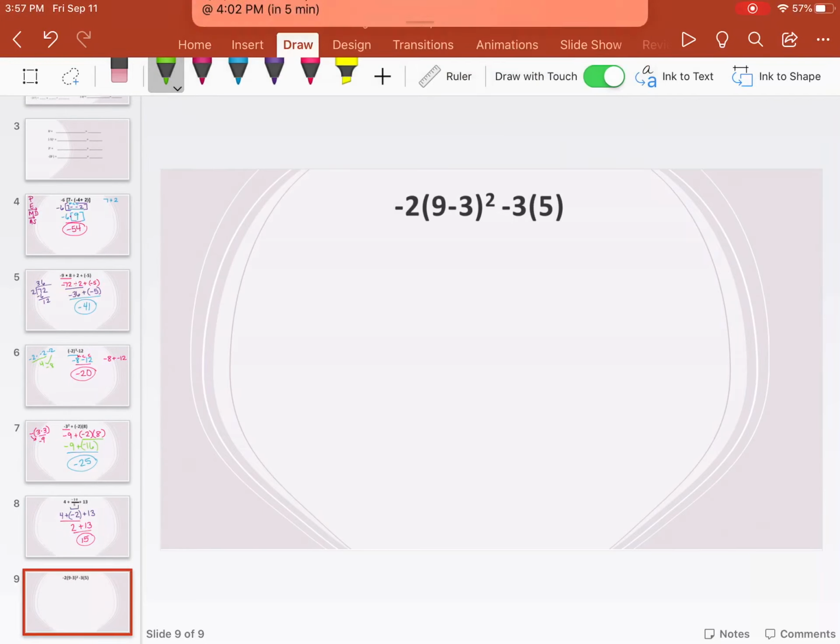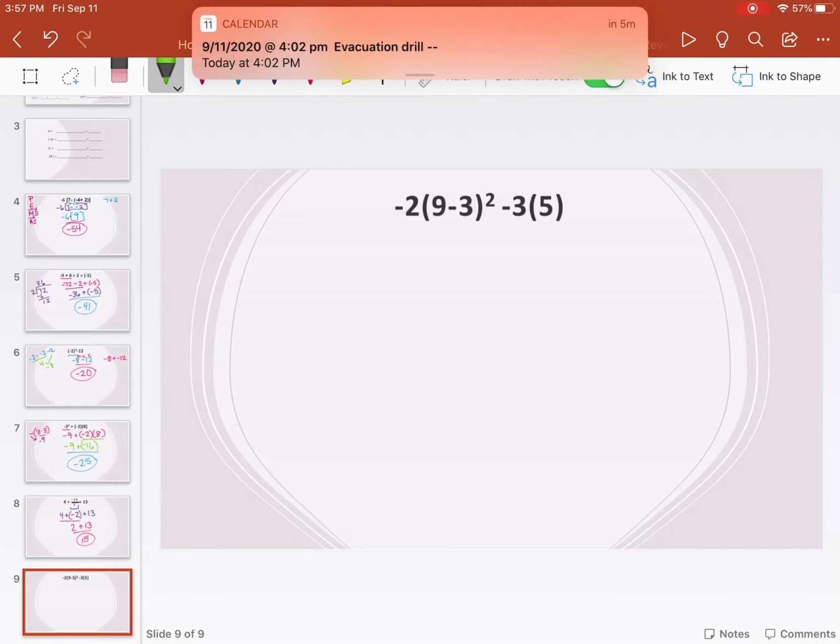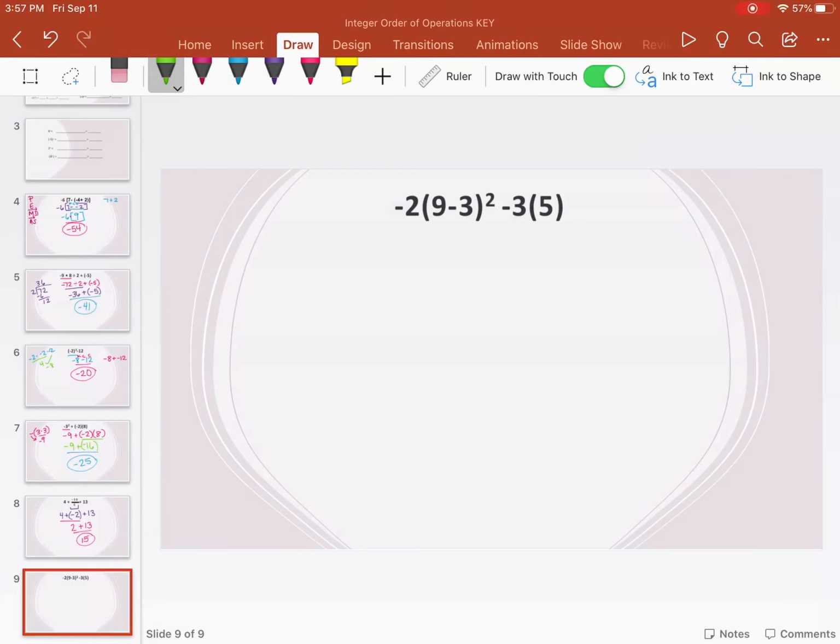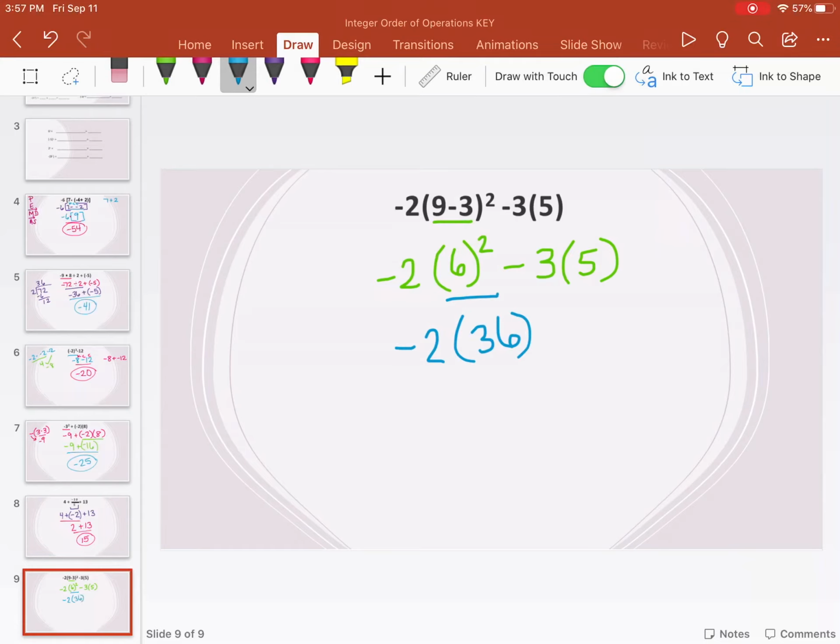All right, guys, last one. So parentheses first, right here, is something to do inside the parentheses. So 9 minus 3 is 6. Again, I'm going to write everything else back down here the same way it was so we don't miss anything. Okay, then exponents right here. That is a positive 6 squared, so 6 times 6 is 36.